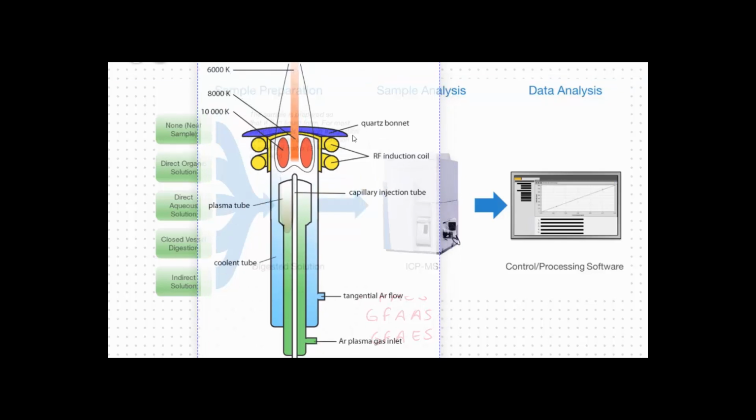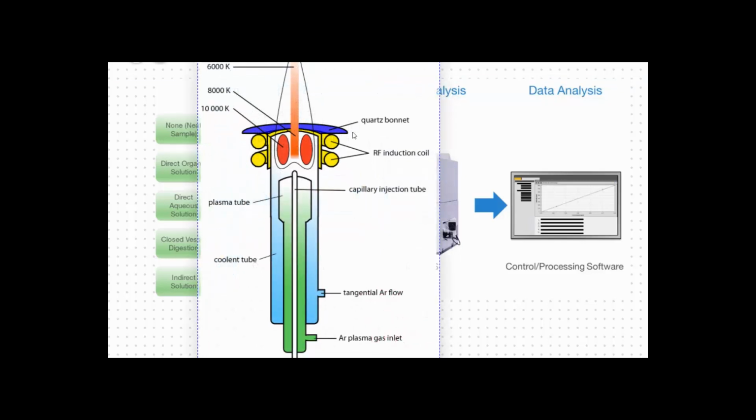So ICP is a fantastic analytical method for things like trace water analysis and heavy metals. ICP-MS has also been used in archaeological studies because we can differentiate between isotopes. So this is a great technique.